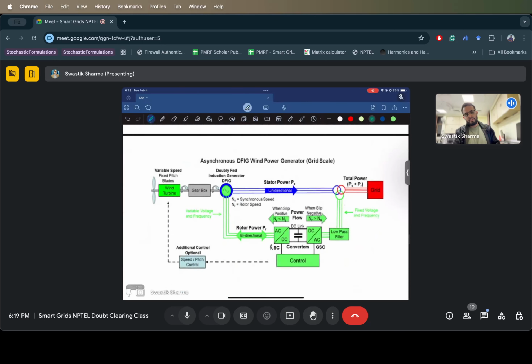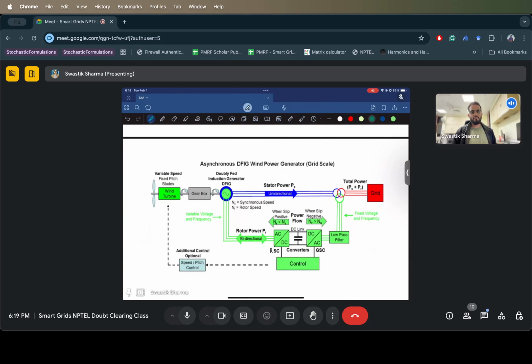Now, another kind of research is happening, which is now shifting focus. Let's say you want to achieve asynchronous or variable speed operation, so you can use DFIG systems. Sorry, a DFIG system is an induction generator, which is called a doubly fed induction generator.